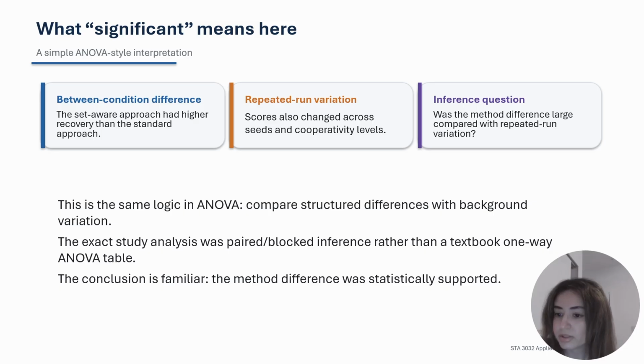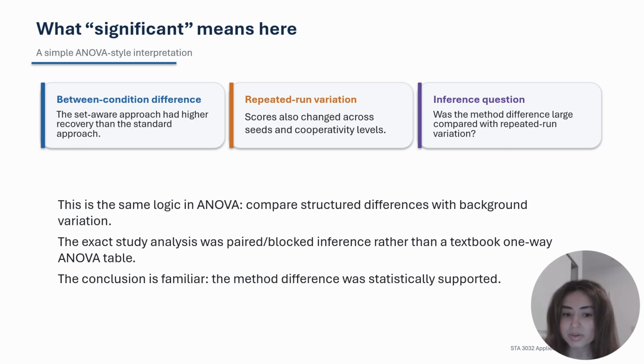So it's very important to understand the ANOVA logic and how it works between groups versus within groups to be able to draw the right conclusions. Both approaches separate the structural differences from background variations. So we often compare between-group and within-group variation. Here we had a paired method and a paired inference, but conceptually it's similar to what we are studying in the course.